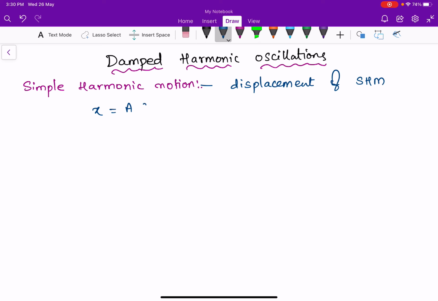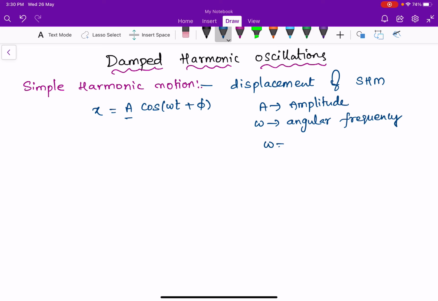x equal to A cos of omega t plus phi. Here A is the amplitude, the maximum displacement, and omega is the angular frequency. The omega value is given by 2 pi by T, or it is also given in terms of spring constant and mass of the block, that is, root of k by m.